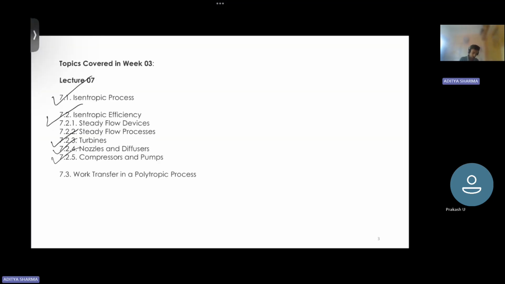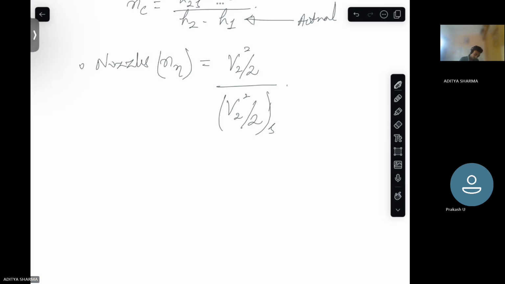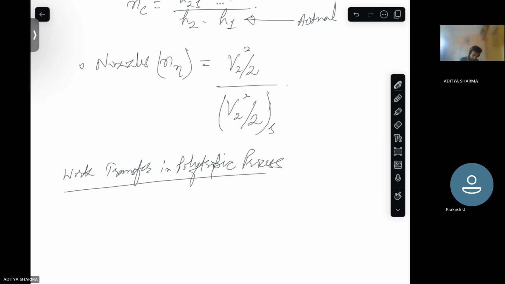Then, moving on to the next topic, which is work transfer in a polytropic process. Here, first of all, we'll write the equation of state for a polytropic process, PV^n = C, where P is the pressure, V is the volume, and C is a constant.